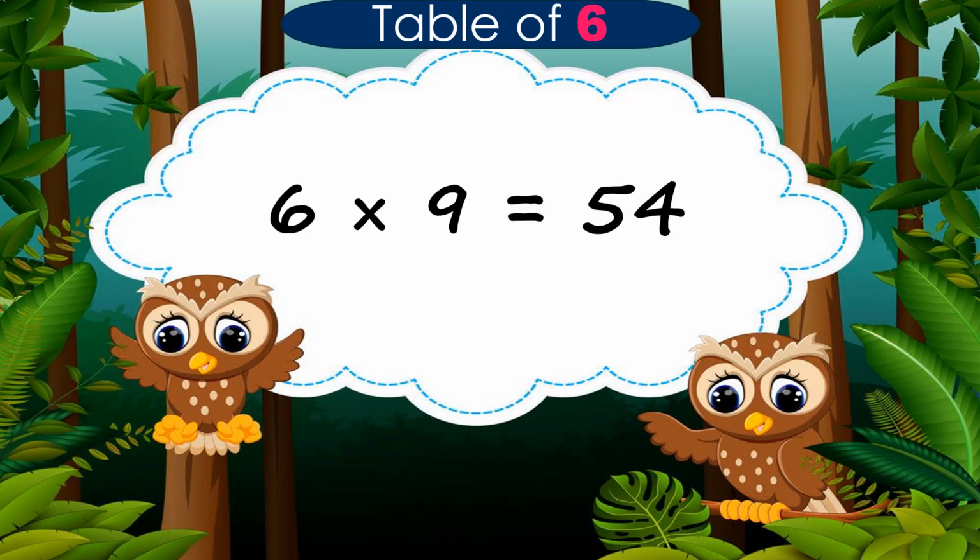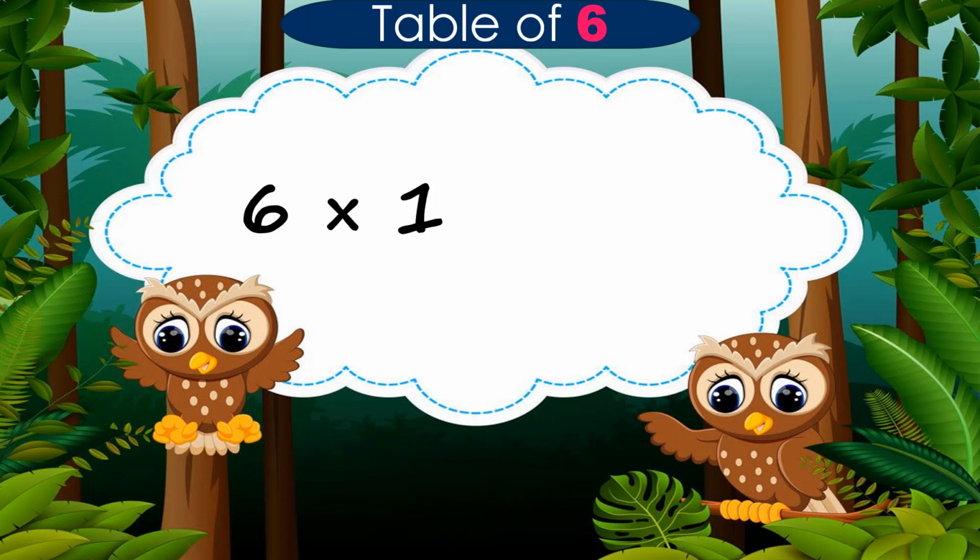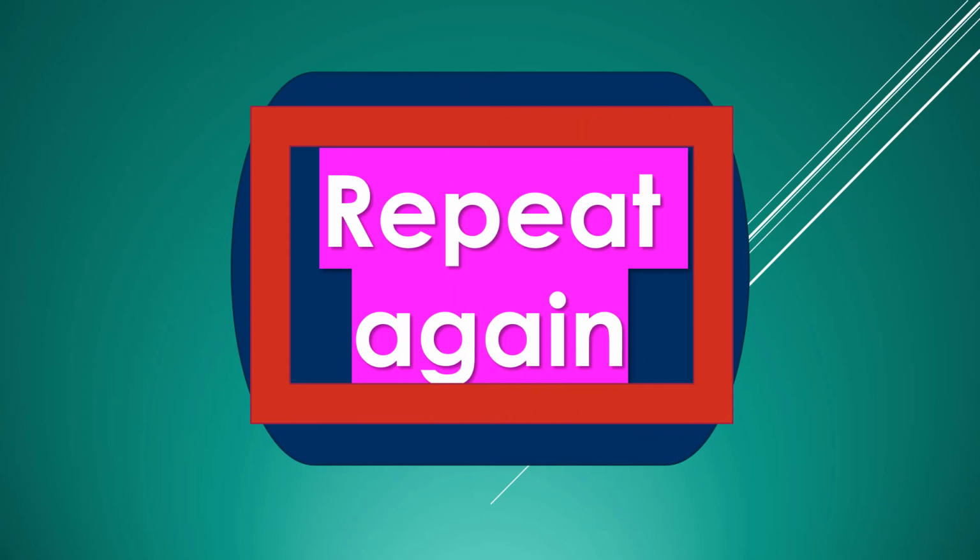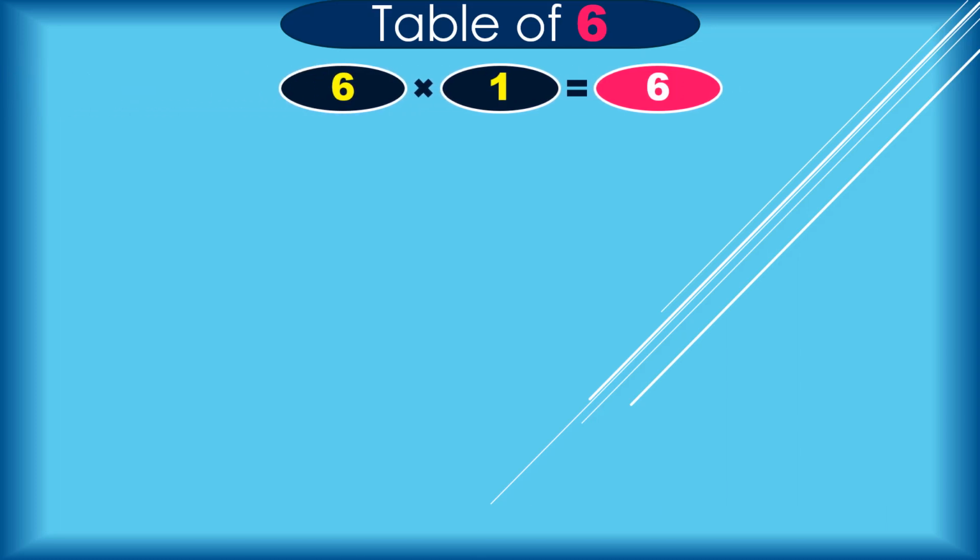6 nines are 54. 6 tens are 60. Now repeat again. 6 ones are 6.